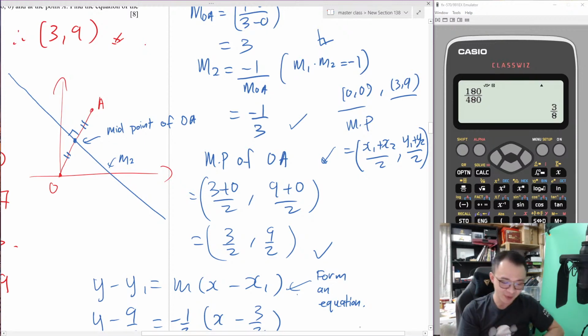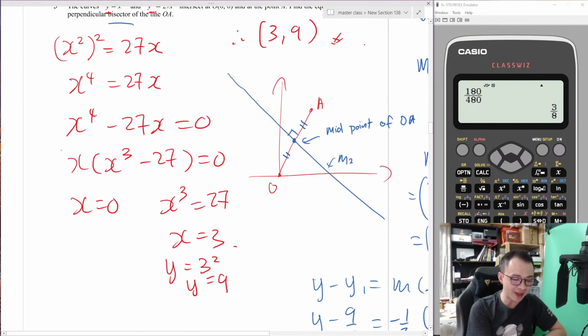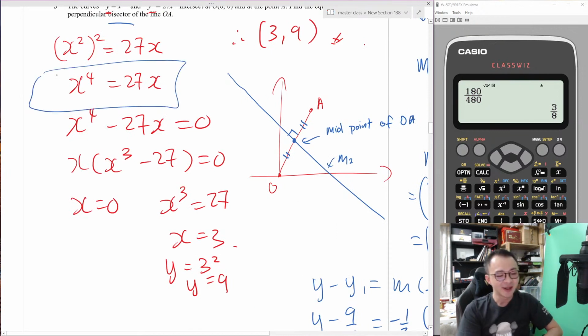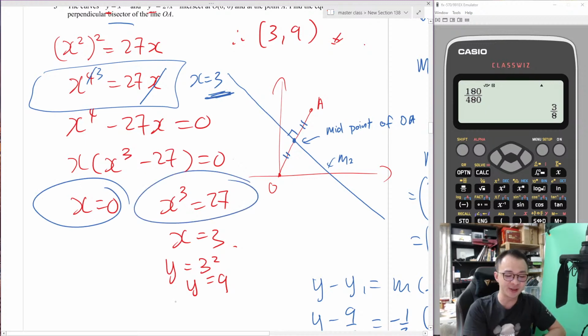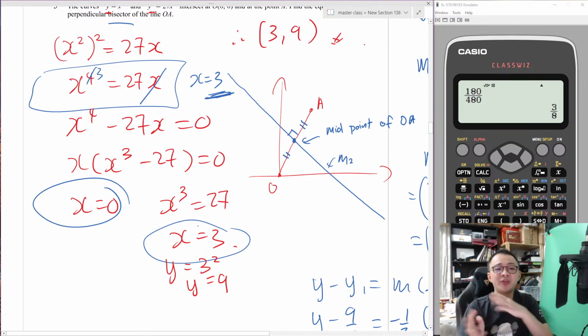Alright, so let's go back to here, because some students will say, sir, can I divide x for both sides? If you divide x for both sides, you will get into some trouble as well, because you want to get two coordinates. If you divide x for both sides, you will get x cubed equals 27, so x equals 3, which is only one coordinate, but in fact you have two different coordinates here, isn't it? So in order to get two different coordinates, I will not divide x in this case. I will just move it to one side and factorize out x. It will be better. Okay?